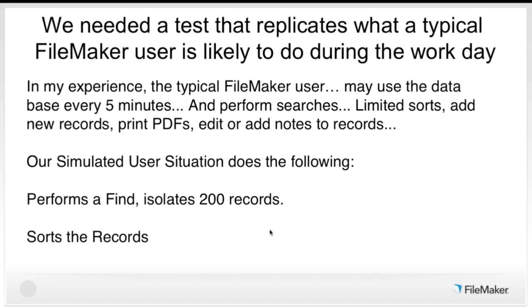It does a sort. Notice the sort's pretty limited to 200 records. I generally tell people for performance, try to avoid sorting. However, some people will sort little bits, so we had to kind of put that in there to show an accurate representation of what people would do. Then what we do is we assume that the person was looking for someone, they couldn't find them. Therefore, we add a new contact record.